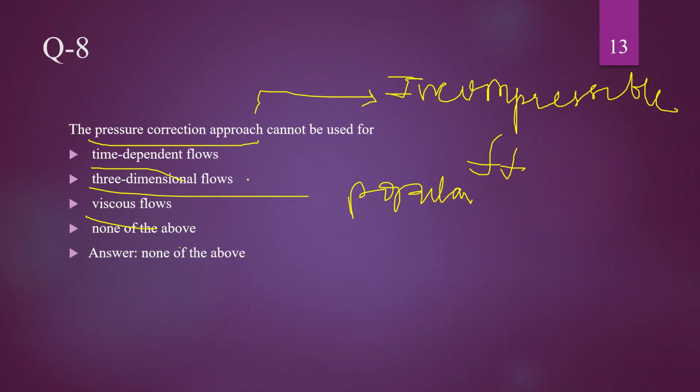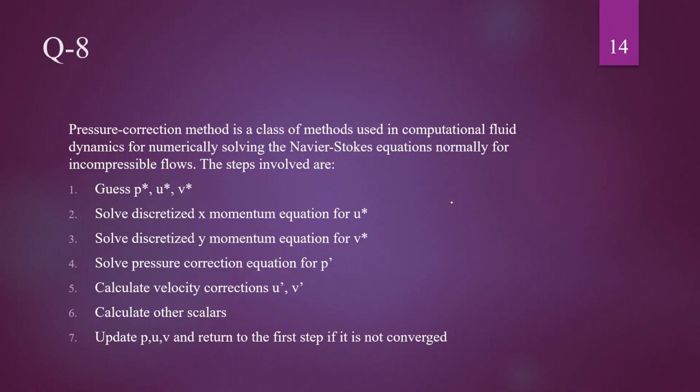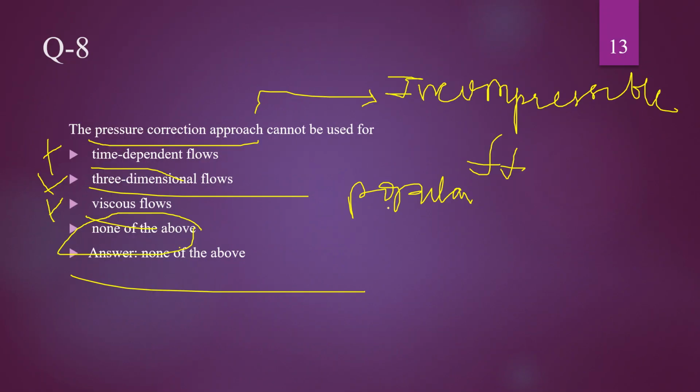The question was about what this method cannot be used for: time dependent flows, 3-dimensional flows, viscous flows. So the first one is wrong, it can be used for time dependent flows. The second one also is wrong, it can be used for 3-dimensional flows. And the third one again is wrong, it can be used for viscous flows. So the answer to this problem is none of the above. So what do we do in the pressure correction approach? That is what we should see before moving on.